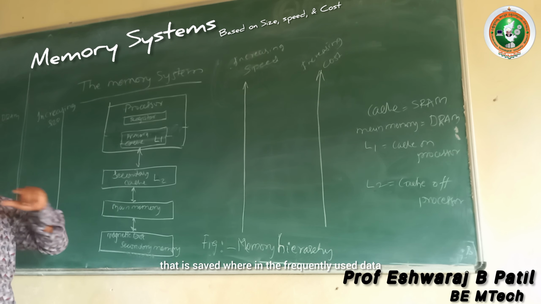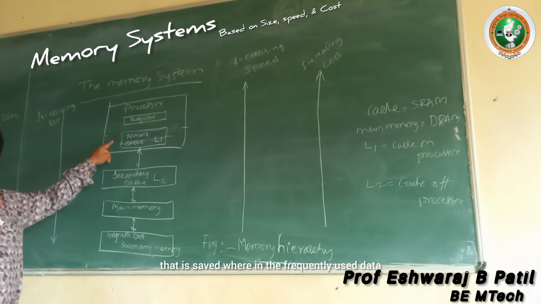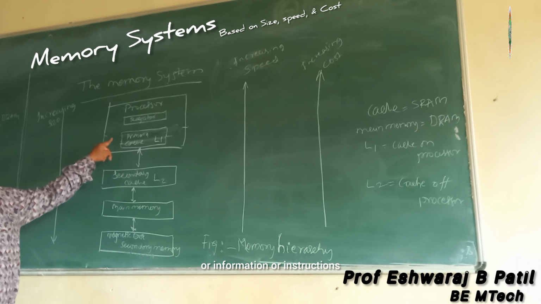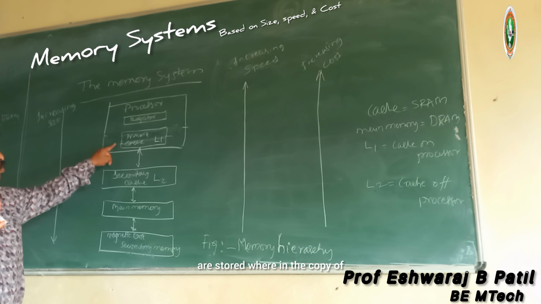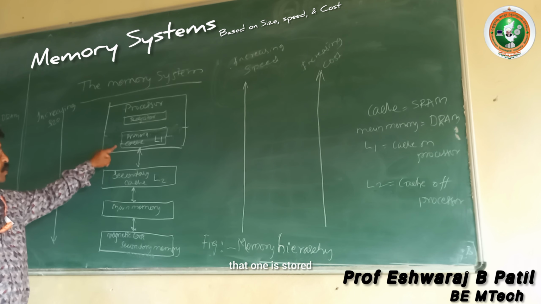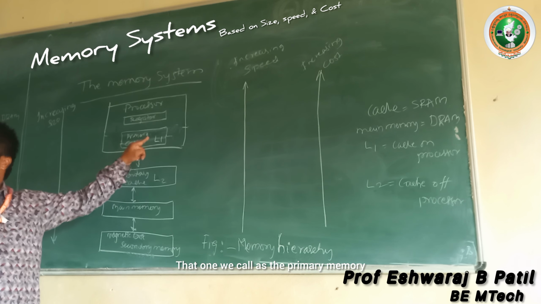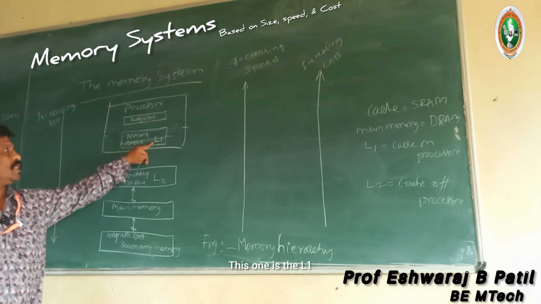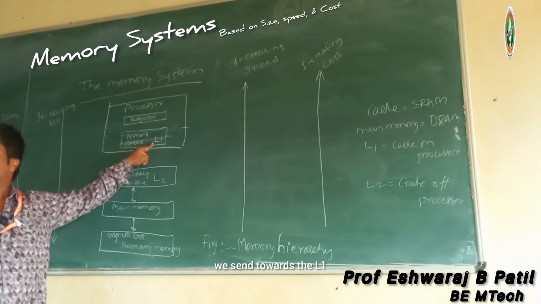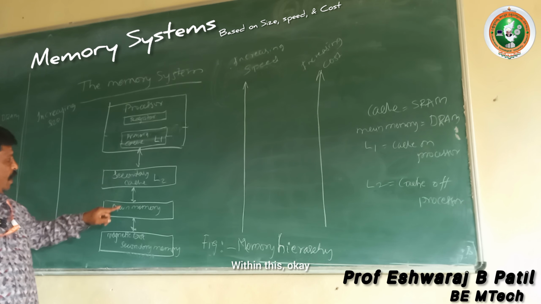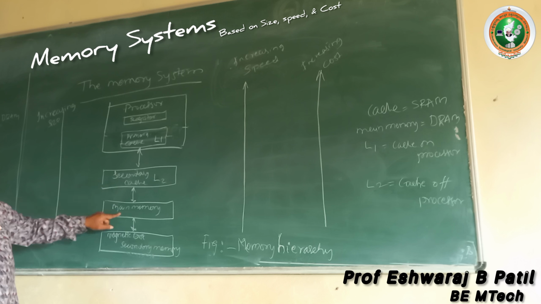A copy of the frequently used data, information or instructions is stored in the cache. That one we call the primary memory or cache memory. This one is L1. Within this, we also have main memory.